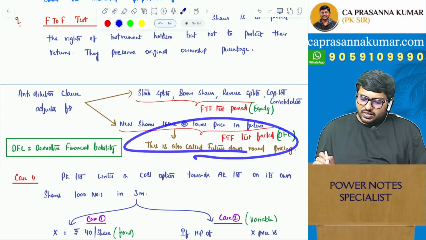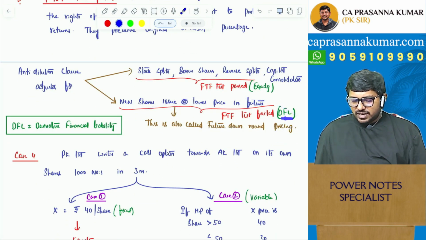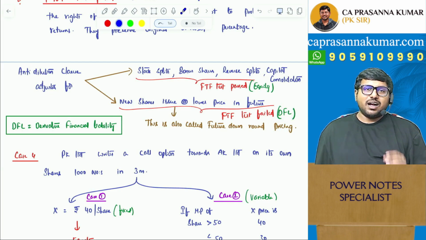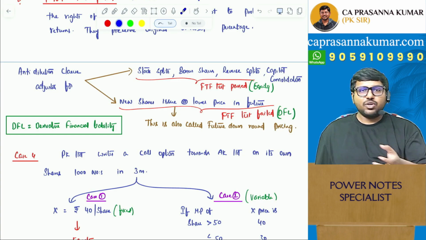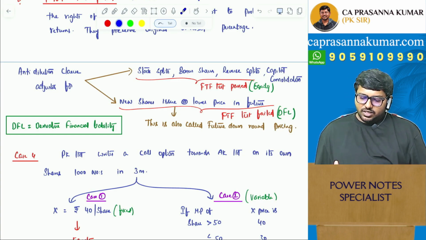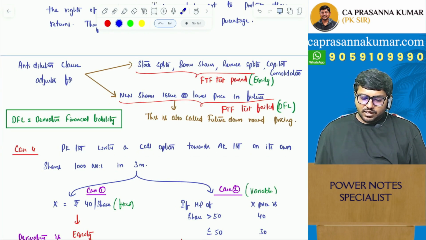Got the point? It is not just a financial liability, it will be called a derivative financial liability. That we'll see later. Right now, don't get confused, because a derivative can be a financial asset or a financial liability or an equity instrument, right? Chalo. Are we done with this?